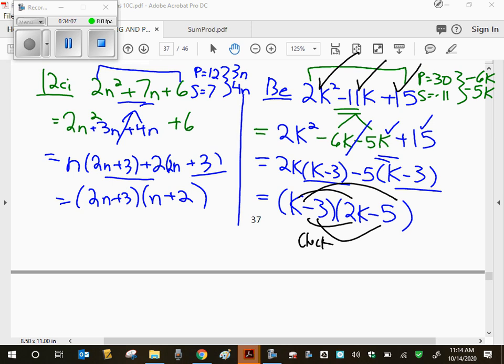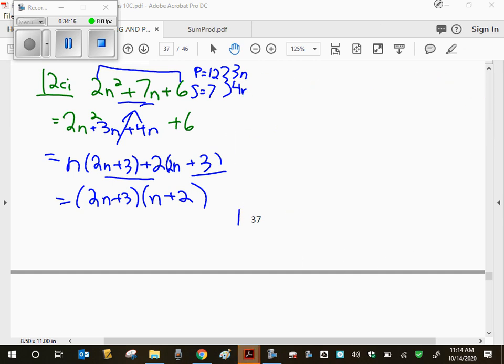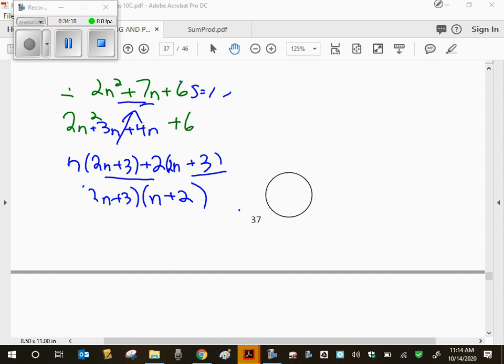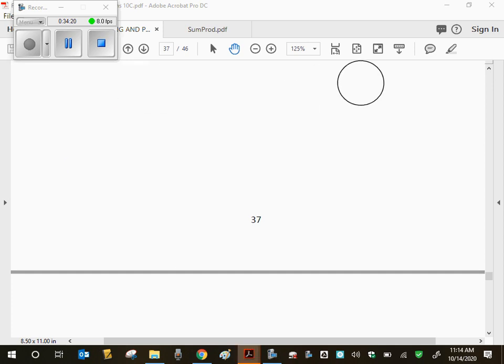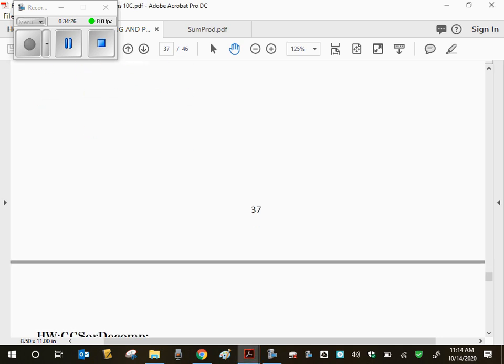So the rest are for homework in the textbook. I have added a section to this unit for the first time in my math career. I've said it many times, I just haven't made it a section. So I want you guys to write this down on the bottom of page 37.